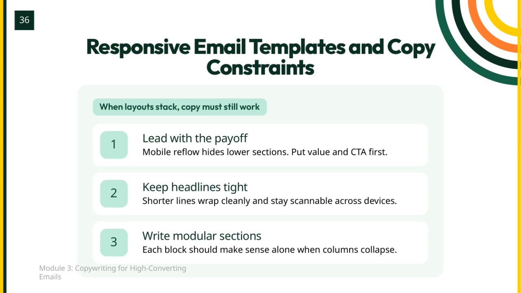Next, keep headlines tight. Shorter lines wrap more cleanly, making them easier to scan across different devices. Finally, write modular sections. Each block of content should be able to stand alone when columns collapse, ensuring the message remains clear no matter how the layout shifts. This approach helps us create high-converting emails that look great and communicate effectively on any device.